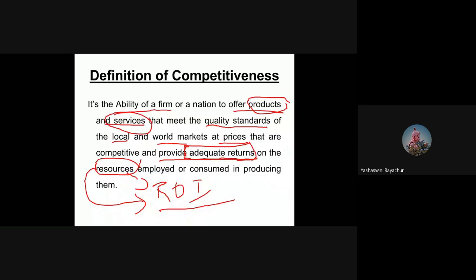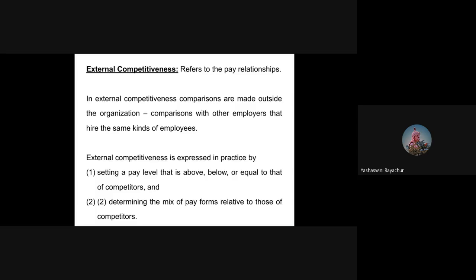No, sir. So we have external competitiveness. Purely, we are going to discuss it with respect to your compensation management. Fine. So here we have external competitiveness, which refers to the pay relationship. Keep in mind, pay relationships are very important, because the motivation of the employees purely depends on how much you are paying him in return for the service that person has rendered to you.